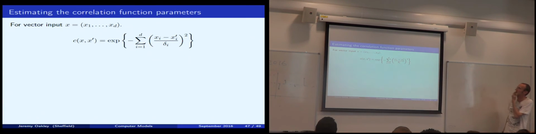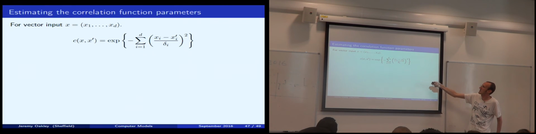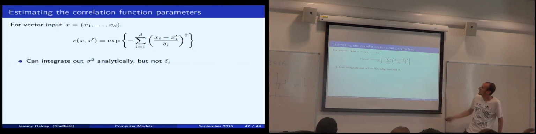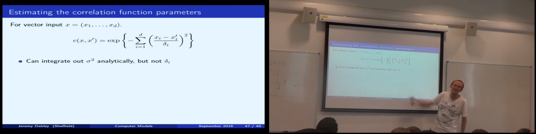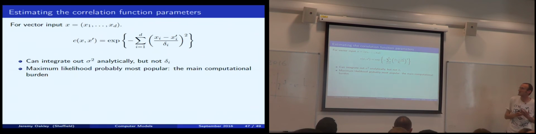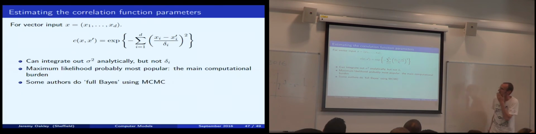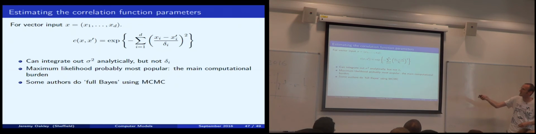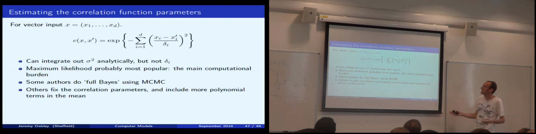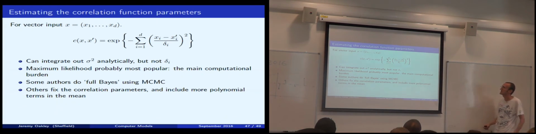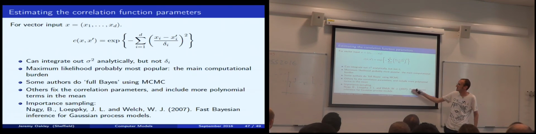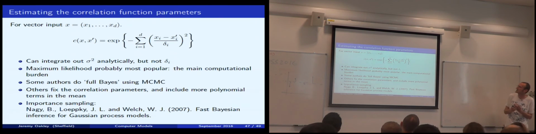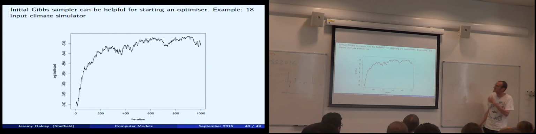Final technical point, so I'm not saying too much about this. In general, if we're working with a correlation function, we might have a different choice, but this is quite popular. We can integrate out our sigma squared, which I've dropped out the front. So the variance parameter sigma squared drops out analytically, but for the deltas, there's no nice way of dealing with those. A lot of people use maximum likelihood for this, that's perhaps the main effort in fitting your emulator, just repeatedly evaluating the likelihood function. Some people do full MCMC on those parameters to account for their uncertainty. Some people just fix them and have a more complex mean structure because that can be easier to deal with. And then there are some of us here who use a faster importance sampling approach, again as a way of including uncertainty in the deltas. This is just something that we find quite helpful.